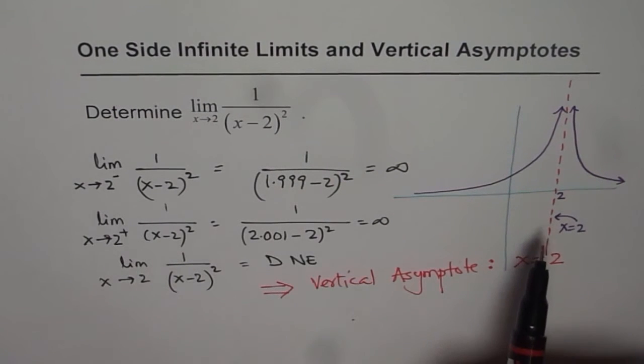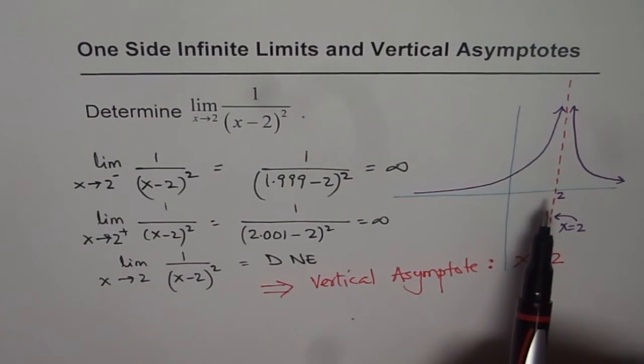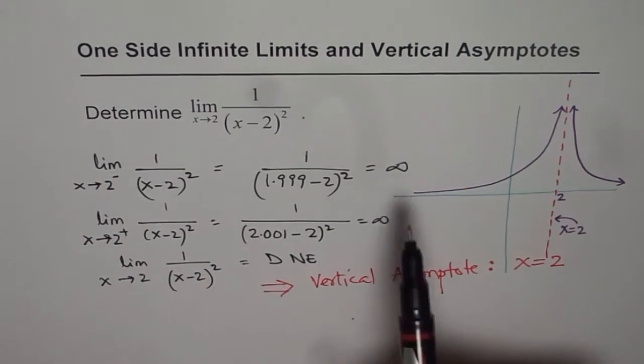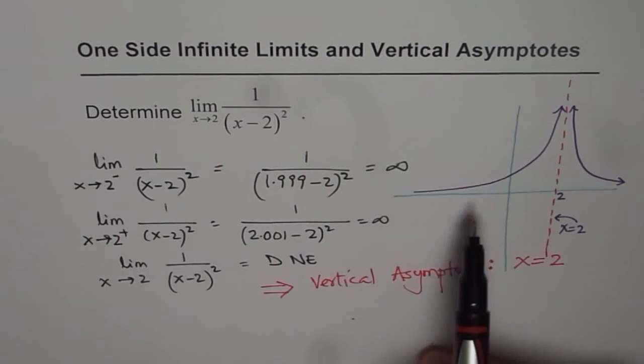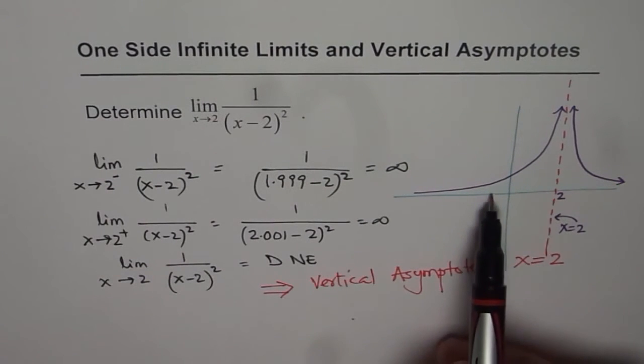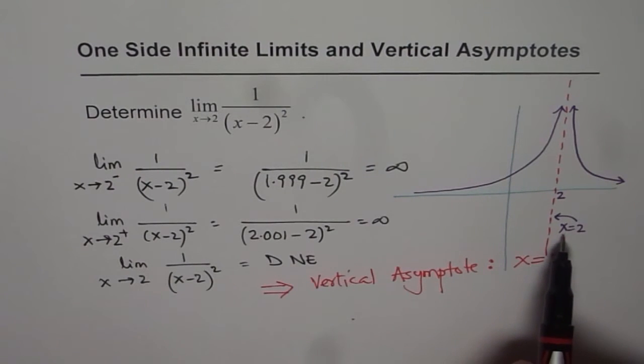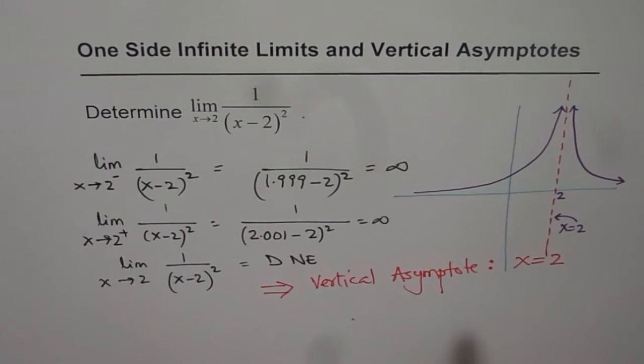In this particular case we observed that the limit of the function as x approaches 2 was infinitely large when we approached from the left side or the right side. Therefore the vertical line x equals 2 is the vertical asymptote for the given function. That is how one-sided limits that approach infinity represent a vertical asymptote. That is how they are related.